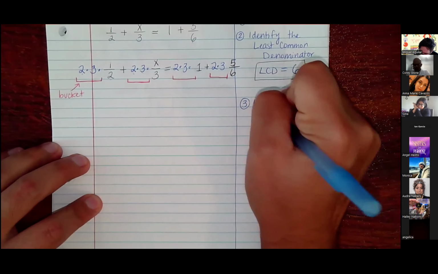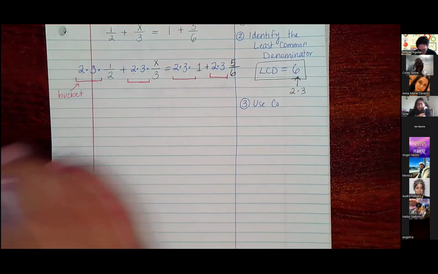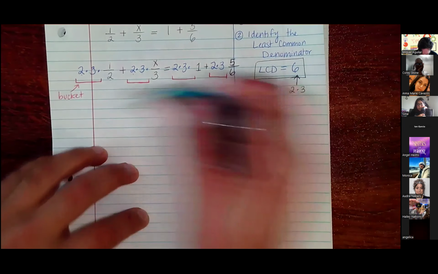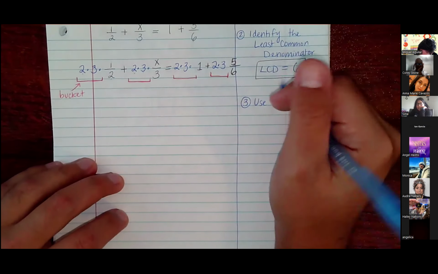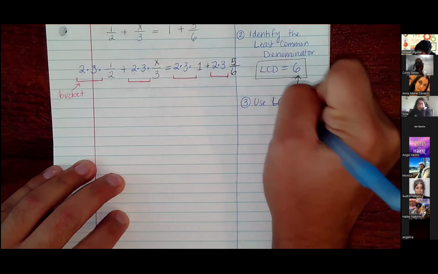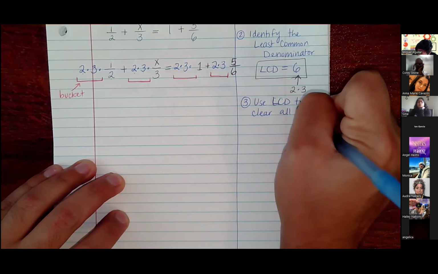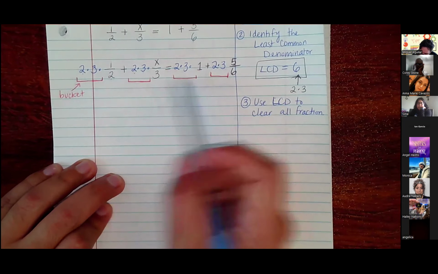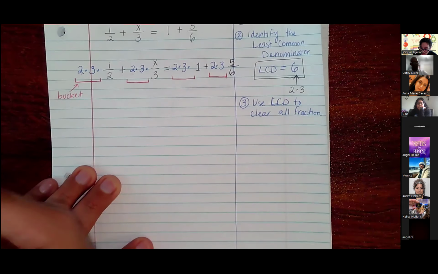The next thing is to use the LCD to clear all the fractions. Let me get my whiteout tape. So how are we going to do that? Well, we're just going to go through this equation that we wrote down with all our little buckets and all our little factors, and we're going to cross out any common factors.